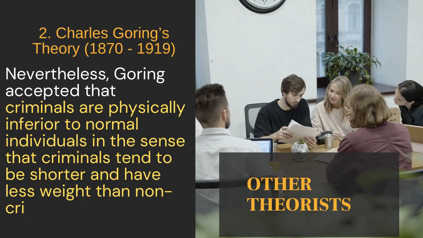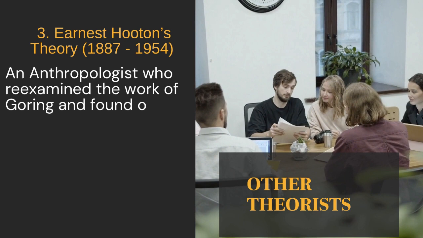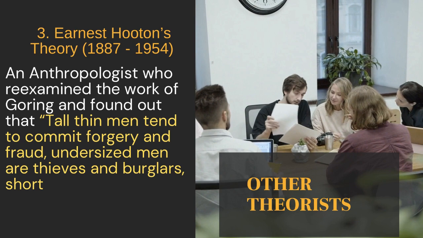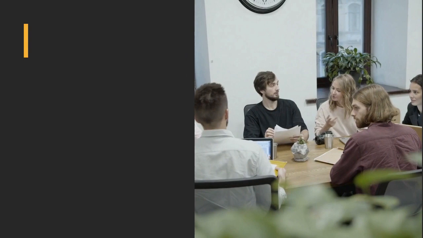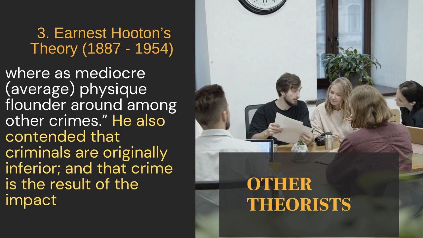3. Ernest Hooton's theory, 1887-1954. An anthropologist who re-examined the work of Goring and found out that all thin men tend to commit forgery and fraud. Undersized men are thieves and burglars. Short, heavy persons commit assault, rape and other sex crimes, whereas mediocre, average physique flounder around among other crimes. He also contended that criminals are originally inferior, and that crime is the result of the impact of environment.